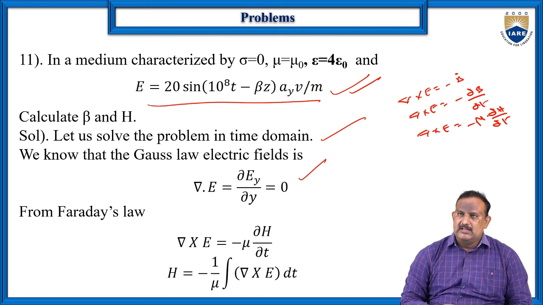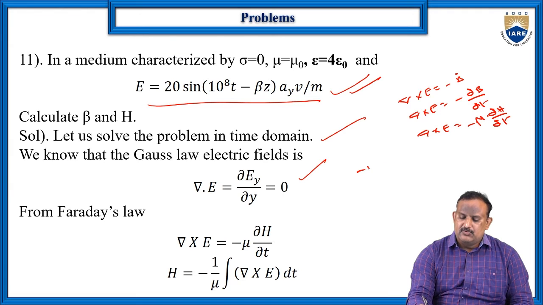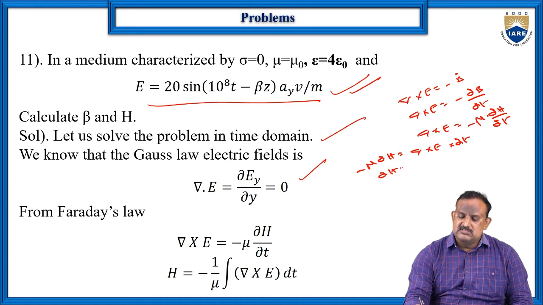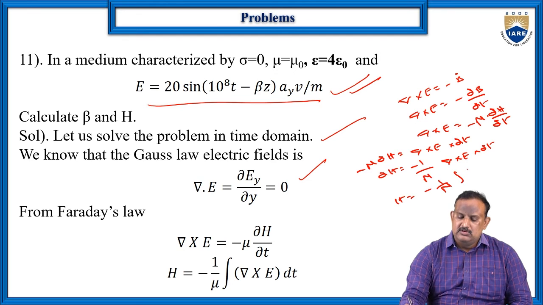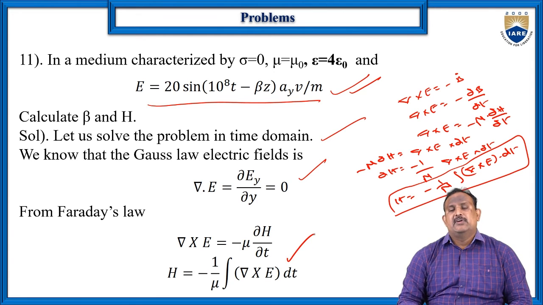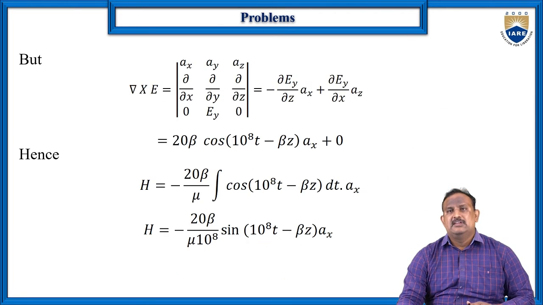From this you can find out the magnetic field intensity H. Just cross multiply the expression: minus mu into dou H is equal to del cross E into dou T, or dou H is equal to minus 1 by mu into del cross E into dou T. If you integrate on both sides, H is equal to minus 1 by mu into integral del cross E dt. So this is the expression. If you know the del cross E, then we can find the magnetic field intensity H. So we need to find out the del cross E.